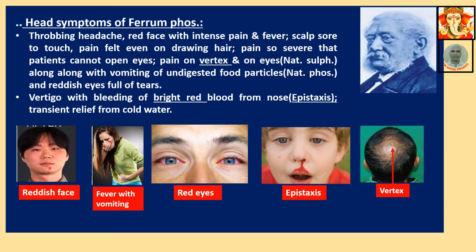Now, the images are self-explanatory. Just mind this. This place is called the vertex, vertex of the head. This is epistaxis. These are all normal. Just what I have discussed here, the pictures are set according to that.